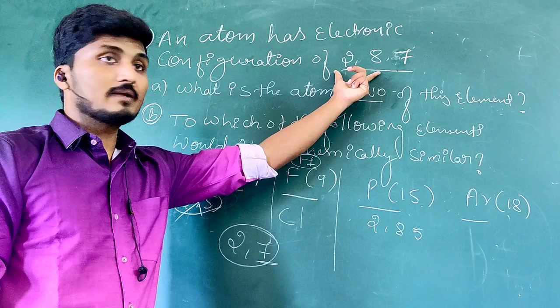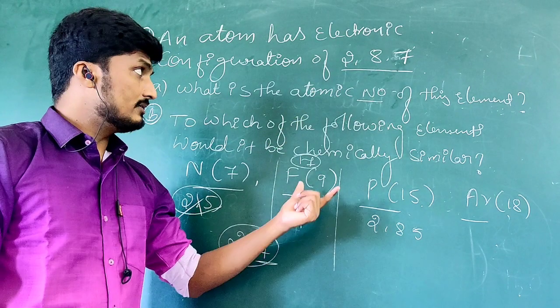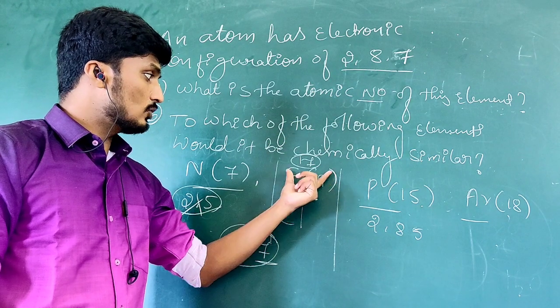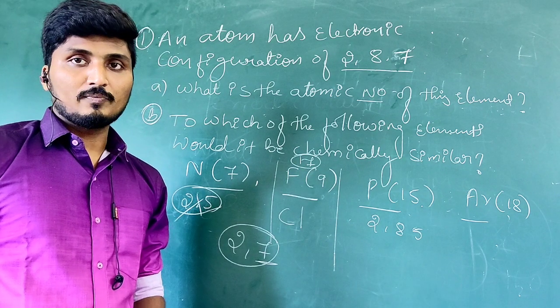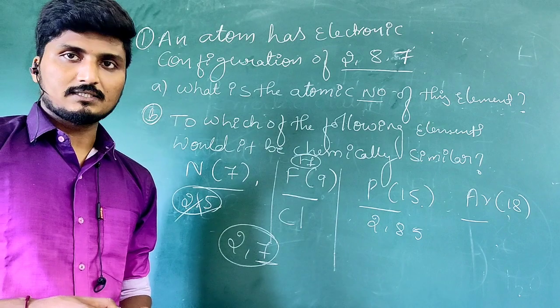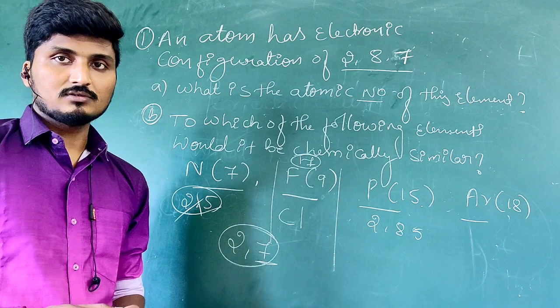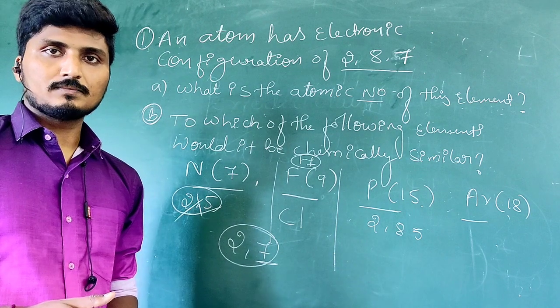By seeing its atomic number only, we can come to know that it is chlorine, and that chlorine comes below fluorine. So it belongs to the 17th group, and 17th group elements have the same chemical properties. I hope you understood this question. So moving to the next question.